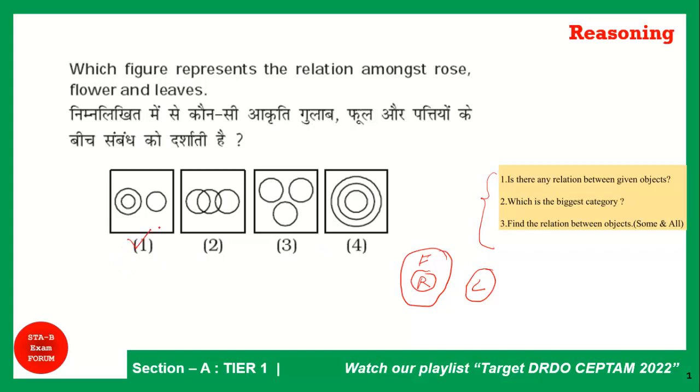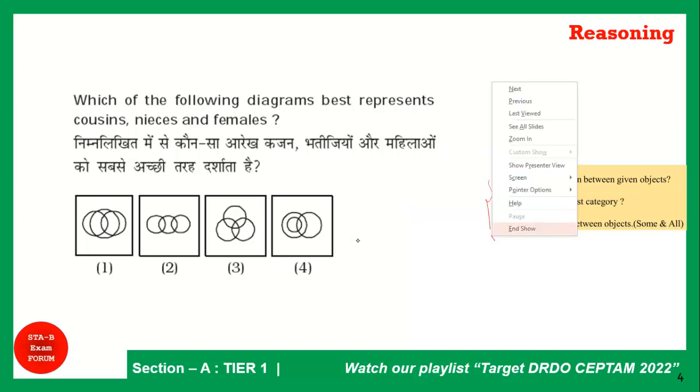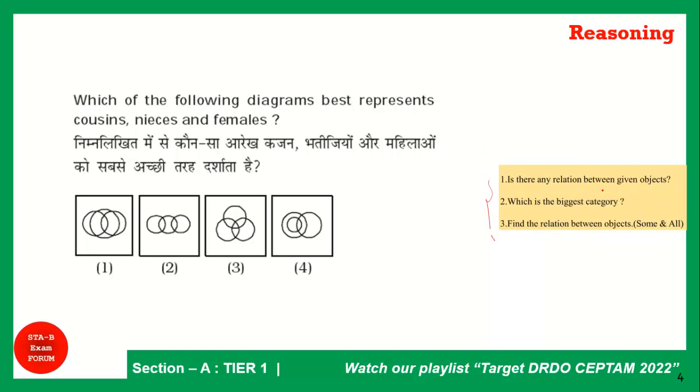This is very easy. Students, these questions are very easy and very scoring if you have a little understanding of the relationships. Coming to the next question. Which of the following diagrams represents the relationship between cousin, niece and females? Let's follow the strategy. Is there any relationship between given objects?